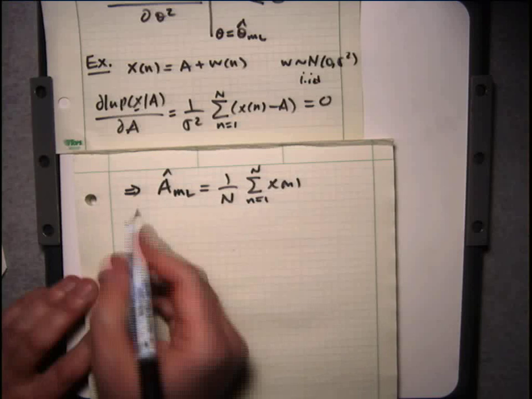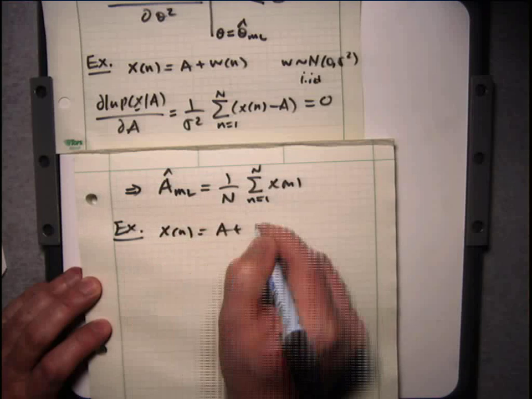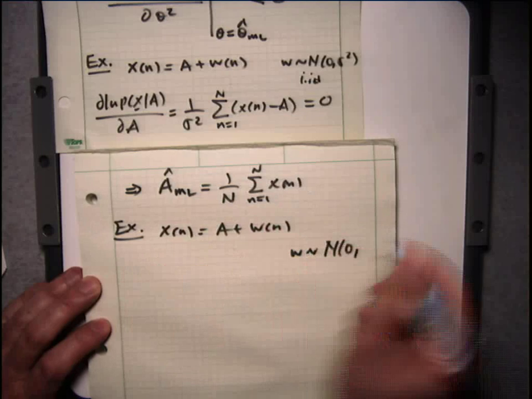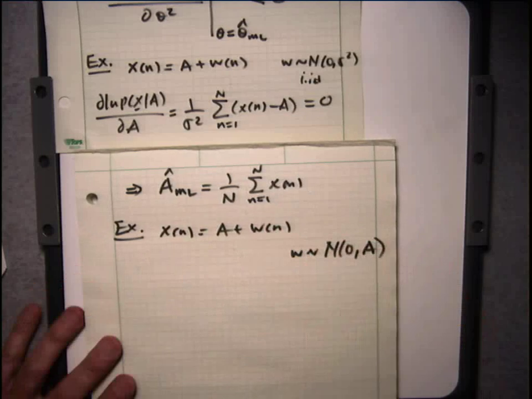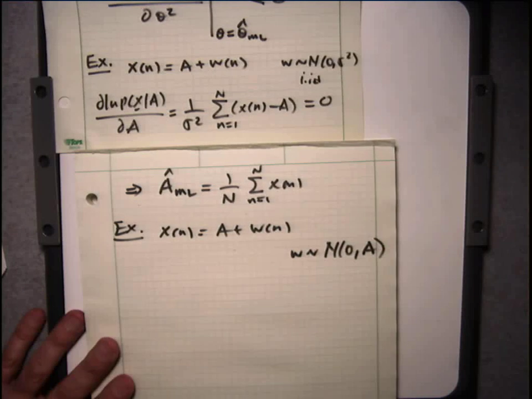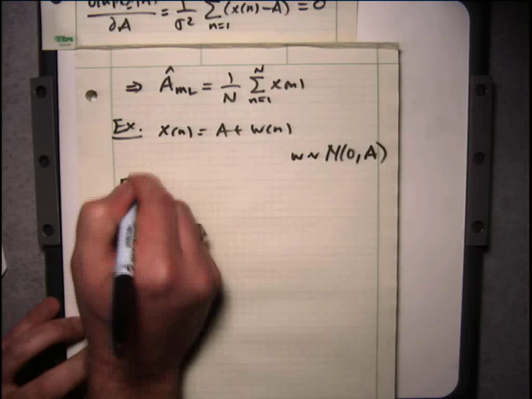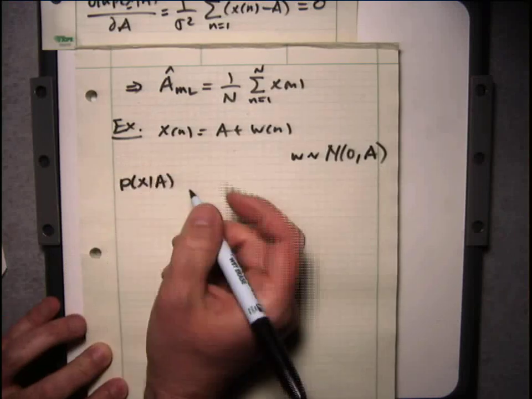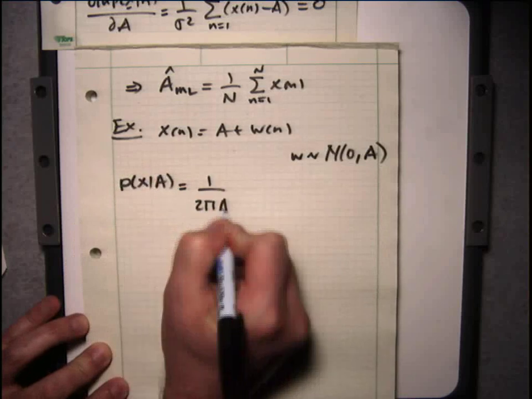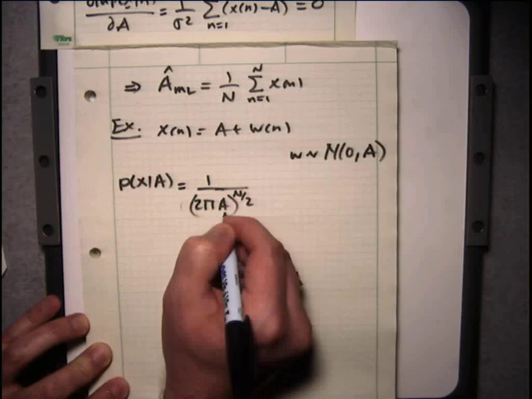Here's a less trivial example. x of n equals A plus w of n. Now let's say w is normal with zero mean and variance also A. Okay, so the mean is A and the variance is A. Now you're asked to estimate A. Let's see how that works. In this case, the joint probability density for n data points is 1 over 2 pi A to the n over 2. I can no longer ignore this because it in fact contains the unknown variable.